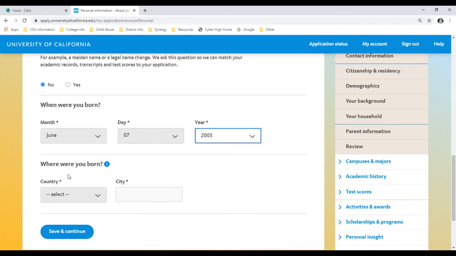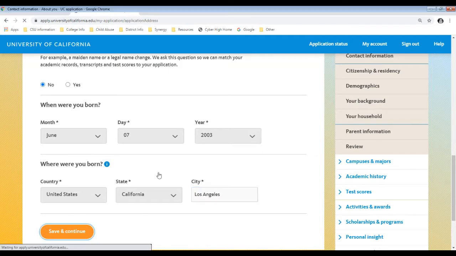Okay, so 2003. So where were you born? So I'm going to put country. I'm going to put the United States. Okay, and you have to make sure you put a state and the city.